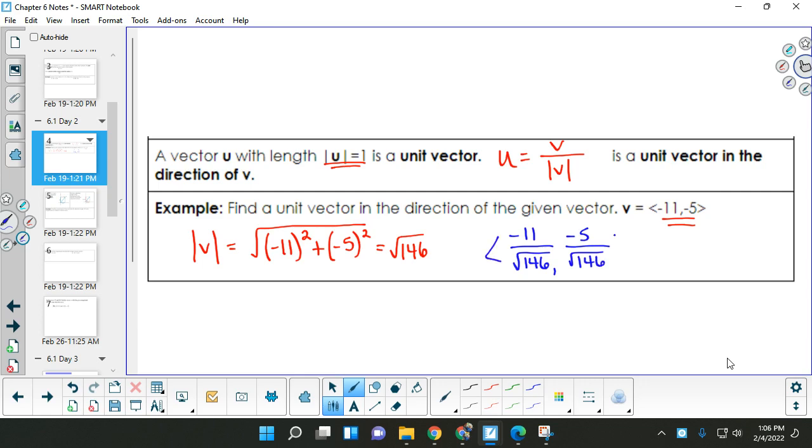So it's still going to have the same direction as the given vector, but now if we were to go back and find the length of that vector, the length is only going to be 1. So you take the magnitude and just divide each component by that magnitude.